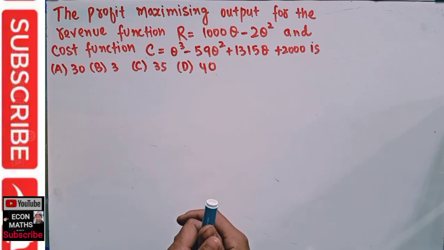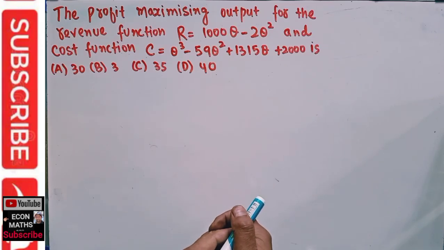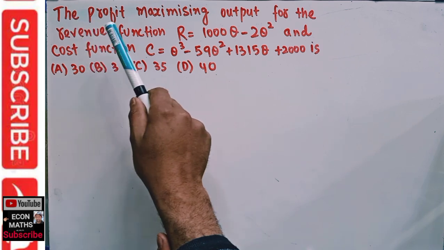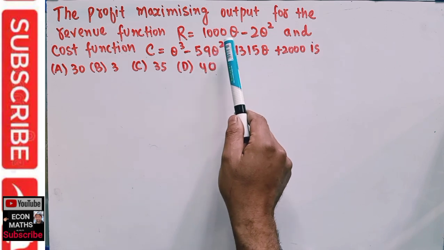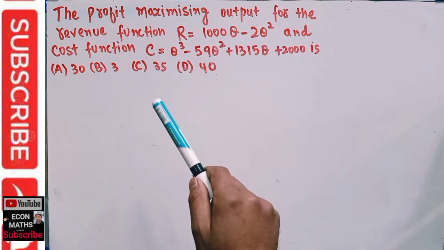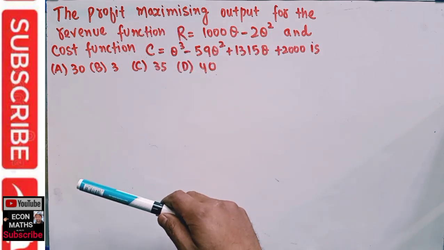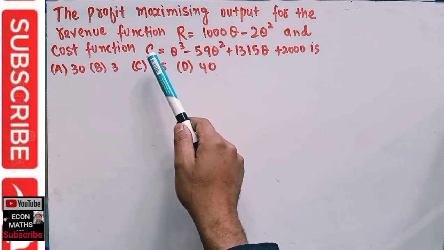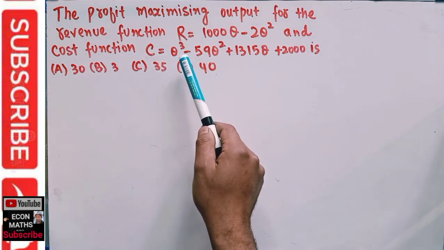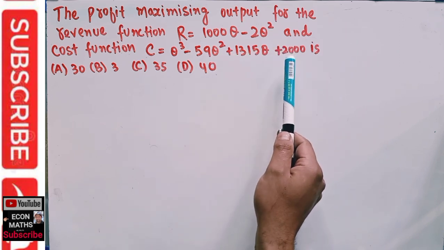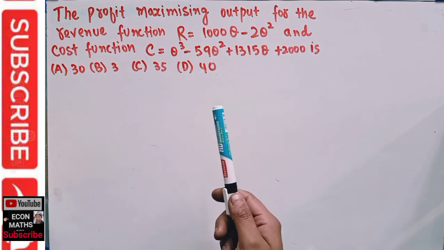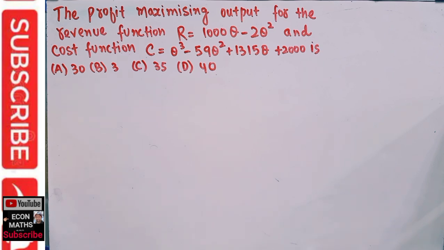In this video, we will solve a numerical on profit maximization and checking the second order condition also. The question is, the profit maximizing output for the revenue function R = 1000Q - 2Q², where Q denotes the output, R is the total revenue, and the cost function is given as C = Q³ - 59Q² + 1315Q + 2000. Options are being given. We need to find out the profit maximizing output here.